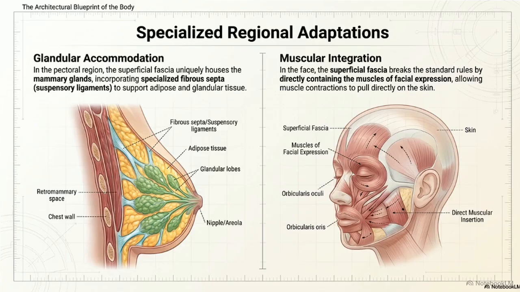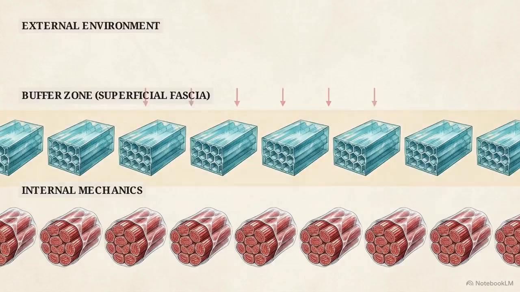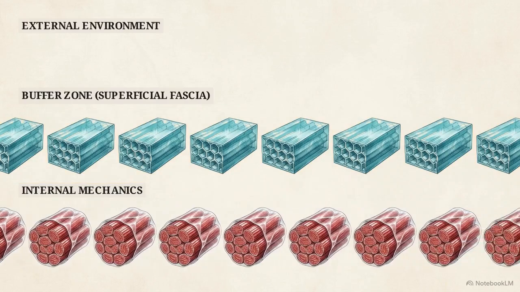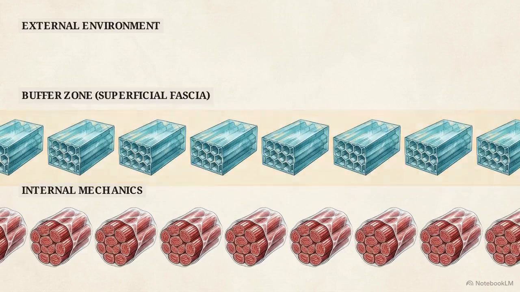In the pectoral region, specialized fibrous septa, or suspensory ligaments, are required to support the mammary glands. In the face, the superficial layer breaks standard rules by directly housing the muscles of facial expression, allowing contractions to pull directly on the skin. This highly adaptable, life-supporting buffer zone acts as the mediator between the outside world and internal mechanics.